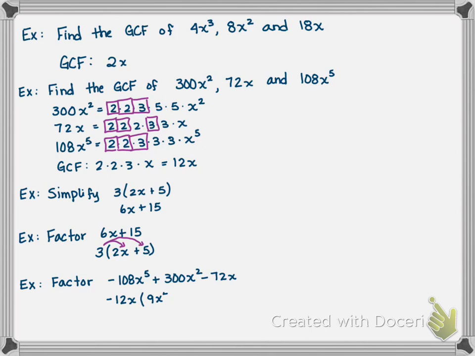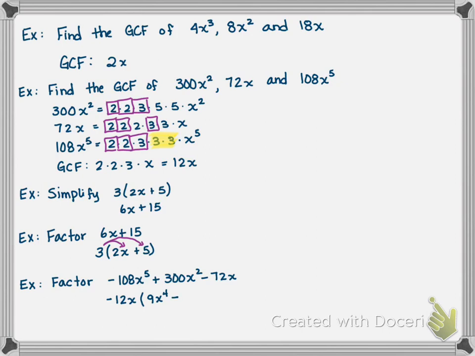9x to the 4th. And with these bigger numbers, if you used prime factorization to find it, you can just look at what the leftovers are, right? So when we circle the GCF, that 12 in our prime factorization of 108, we see that what's left is that 9. And so if you had to use prime factorization to find the GCF, that can help you figure out what your leftovers are as well.